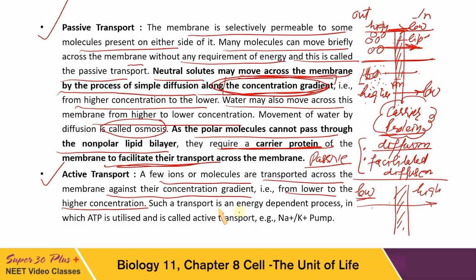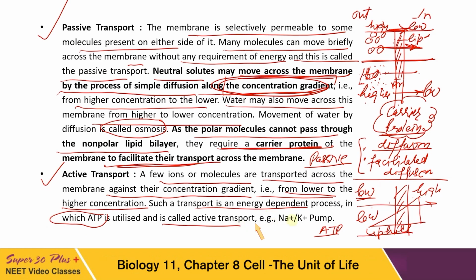Such transport requires energy; it goes from low energy to high energy, and it is known as uphill movement. What can we call it? We will call it uphill movement, and in this ATP will be consumed. That's why it is known as active transport. Such transport is an energy-dependent process; it will utilize ATP. It is called active transport. For example, we have the sodium and potassium pump, which utilizes energy. Details of this you have to see in the chapter on transport in plants.